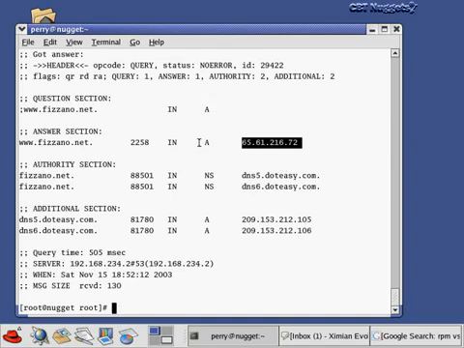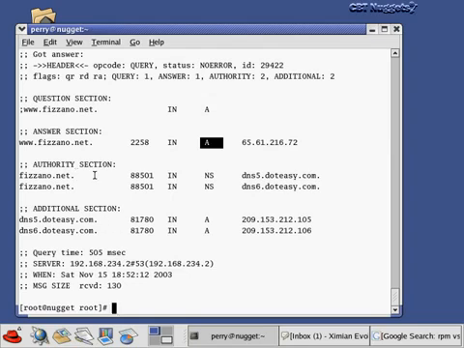Where was it getting that? It was getting that from the A resource record in the Fasano.net node. And the A resource record contains the IP address for that node. And there's the IP address for the node. Now notice down here there's this authority section and this additional section.